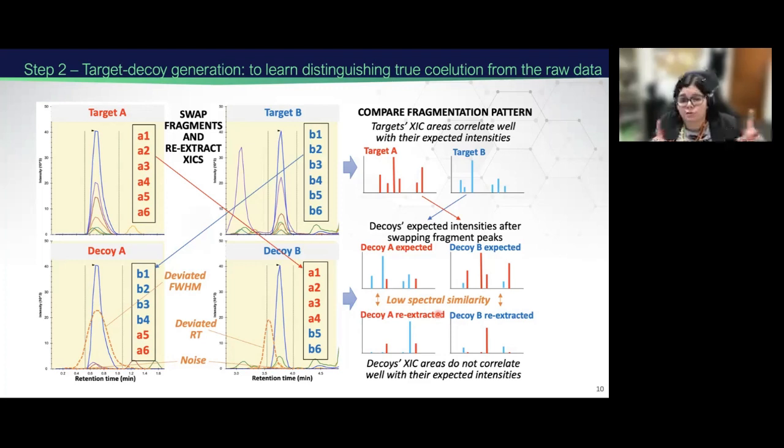And what we do is we swap fragments. We keep the same precursor, swap the fragments, and in this way, when we re-extract from the decoy signals in the raw data, because the fragments have been swapped, this is not the real molecule, then we will see cases where the peak width will be deviated, or the retention time, or there will actually be noisy signals, and then the similarity with the reference spectra will have a low score, low spectral similarity.